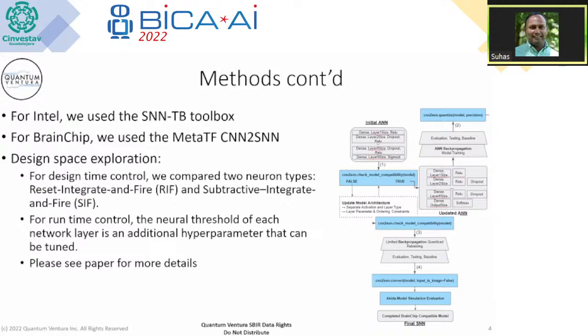The process is similar to Intel in that you remove features that are not supported by the hardware, certain activation and layer types, and drop things like batch normalization.